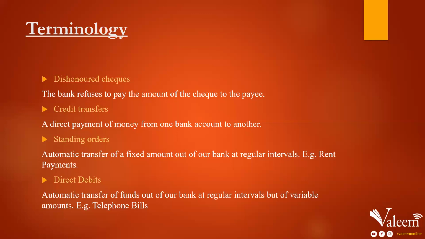Similar to this is direct debits. An example of this is a telephone bill. I would instruct my bank to automatically transfer the amount of my telephone bill to the telephone company. The only difference from standing orders is that the amount every month might be different, because the telephone bill might be higher one month, and lower the next month. So direct debits are also very similar to standing orders, but it is an automatic transfer of not a fixed amount, but any amount of funds from our bank at regular intervals.